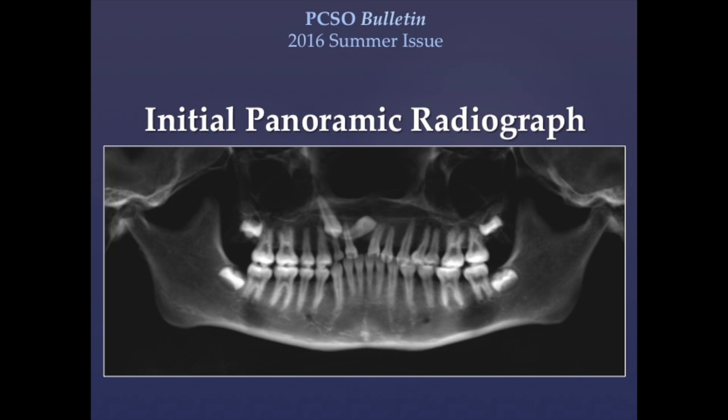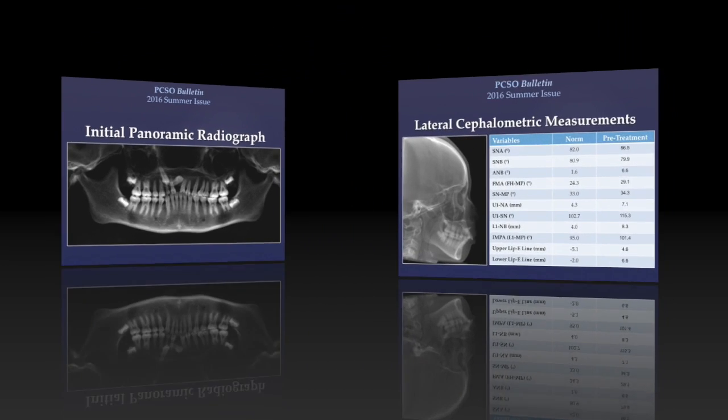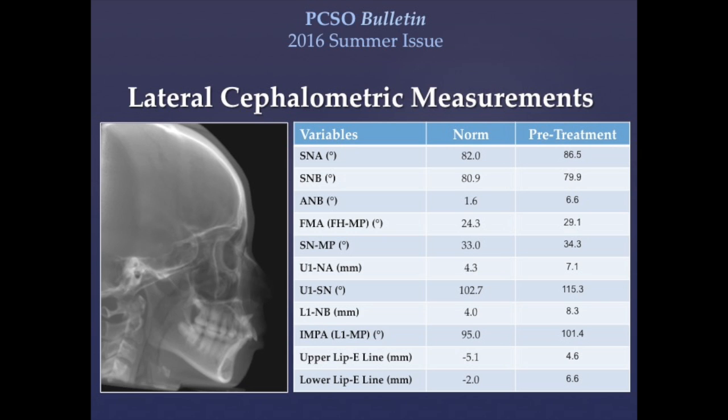A panoramic radiograph confirmed the presence of an impacted maxillary right central incisor and canine. TMJ anatomy is within normal limits, and upper and lower wisdom teeth are seen to be developing. Analysis of the lateral cephalometric radiograph indicates an ANB of 6.6 degrees and a Wits appraisal of 1.5 millimeters. SNA is increased while SNB is within normal limits. The patient has a skeletal Class 2 malocclusion due to maxillary prognathism with a bimaxillary protrusive facial pattern and slight lip incompetency.